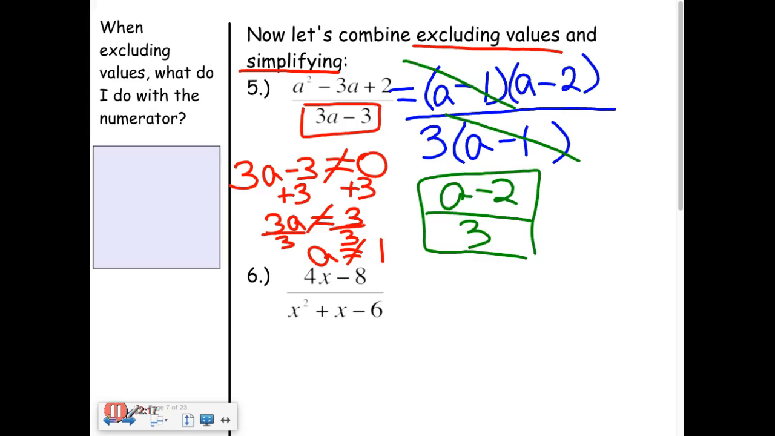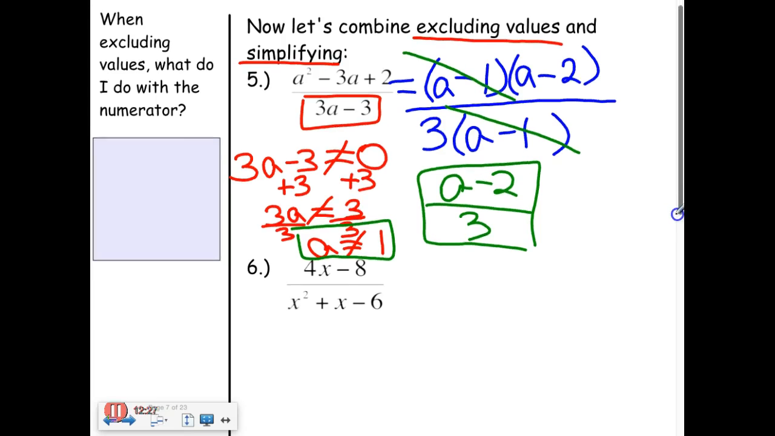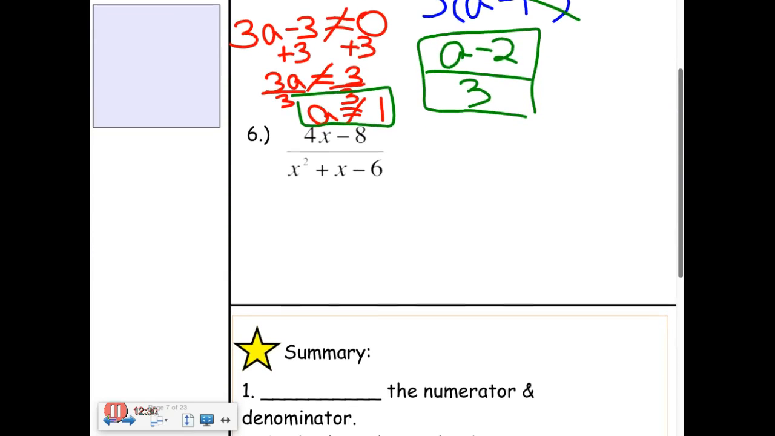And reminder, we already found today that a cannot equal 1. So those are our two answers, because those are the two things I'm asking you for. Okay. All right, here we go. Last one. We'll do this one real quick and then we will be done.